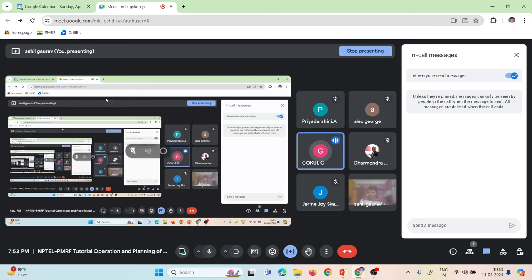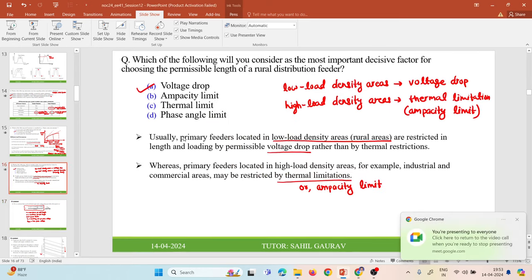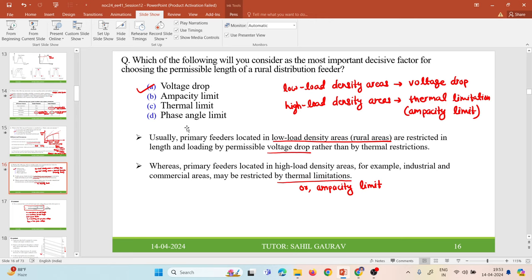We have discussed this in the class also, and based on that, the ampacity limit, which is equivalent to the thermal limit, was chosen. Okay, but when the solution came, it was shown that it is voltage drop limit and ampacity limit, and that's a multiple choice answer. Can you clarify on that? Okay, so in this problem, it is also about loading, not only the length. So for loading, you have to see the ampacity limit also.